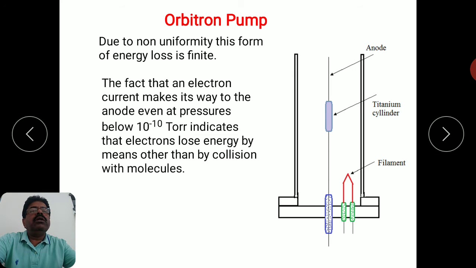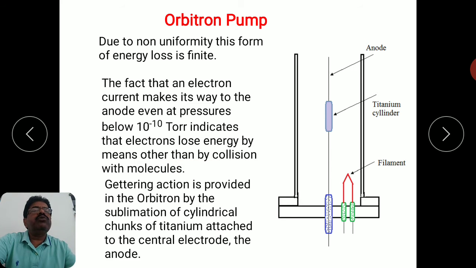So that indicates that electrons lose energy by means other than collision with the molecule. Most of the energy that is lost is because of the collisions with the molecule. Gettering action is provided in the orbitron by the sublimation of cylindrical chunks of titanium attached to the central electrode, that is the anode. At several places such titanium cylinders are placed on the anode. So gettering action will also take place.